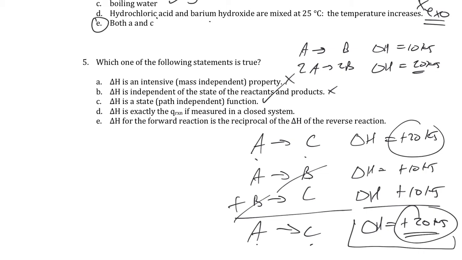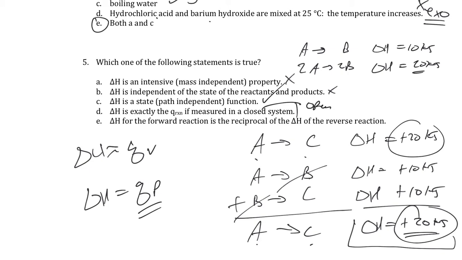Now delta H is exactly Q reaction in a closed system. This is when you have a closed system. Delta H is only approximately equal to the heat change at constant volume. Delta H is exactly equal to the heat change, though, at constant pressure for the open system. So this statement would be true if this were an open system, but not for the closed system. So as written, that statement is not true.